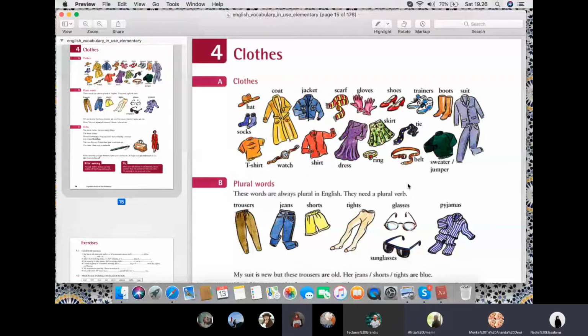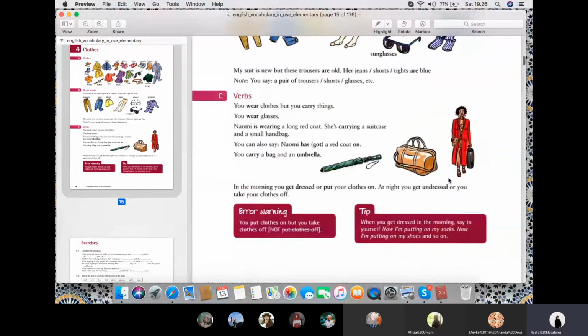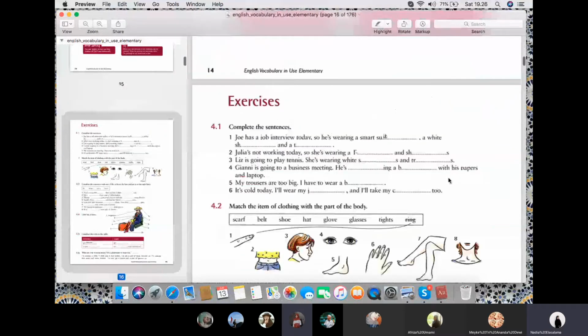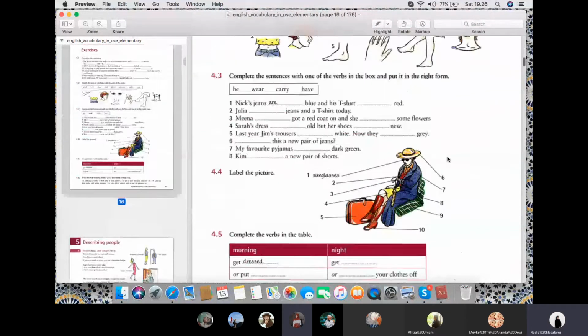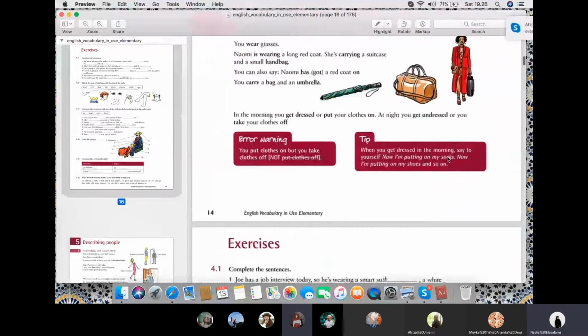So this evening, I want to talk about clothes and describing people. You can see it on your own phone screen or your laptop screen.